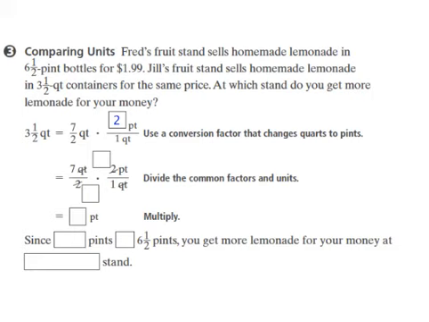Now we can do some cross canceling. The quart labels will cross cancel. The 2's will cross cancel. 2 goes into 2 once, 2 goes into 2 once. So we now have 7 times 1, so we have 7, and 1 times 1 on the bottom, so we end up with 7 pints. So since 7 pints is greater than 6.5 pints, you get more lemonade for your money at Jill's stand. Pause the video if you need more time to finish up these notes. Don't forget to write a question as you're going through the notes.